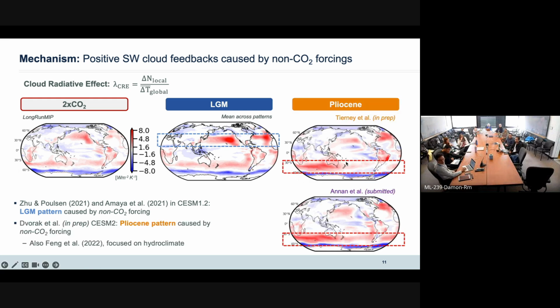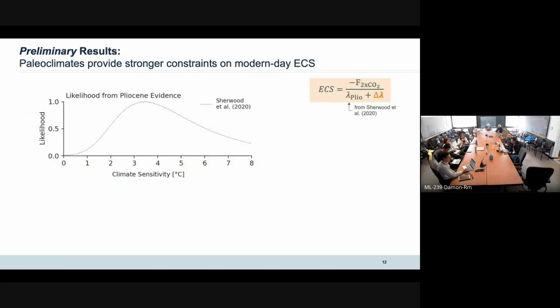For the Pliocene, it's a similar story, but the location is a little bit different. It's the extra SST amplification over the Southern Ocean that's causing the more positive feedback in the Pliocene compared to CO2 doubling. And Michelle's experiments help illustrate that, which she will share shortly, hopefully. Knock on wood.